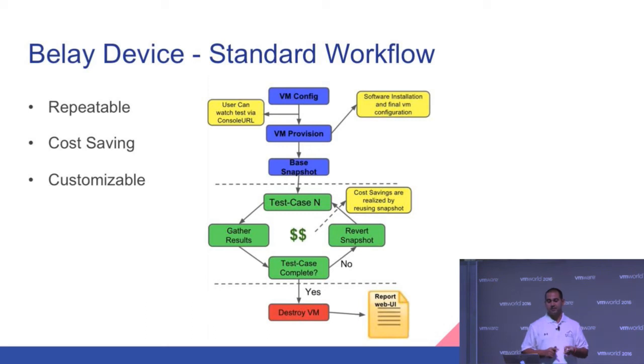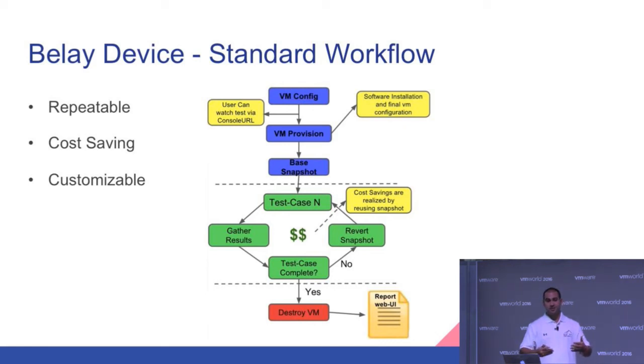All right, here's our standard workflow, right? So we want it repeatable, cost-saving, and customizable, right? So we walk through the process. The first thing is we configure the VM, right? This is where you're going to clone the VM from wherever your library is. The next phase is provisioning. You're going to load software on it. You're going to configure it. Maybe you want to disable UAC. Maybe you need to configure a registry setting.